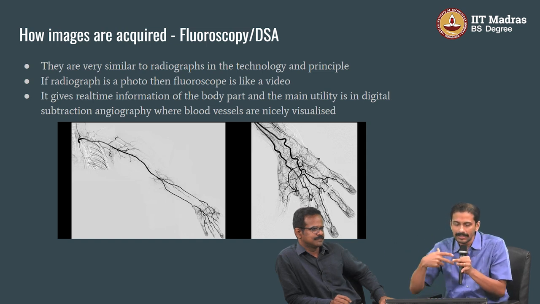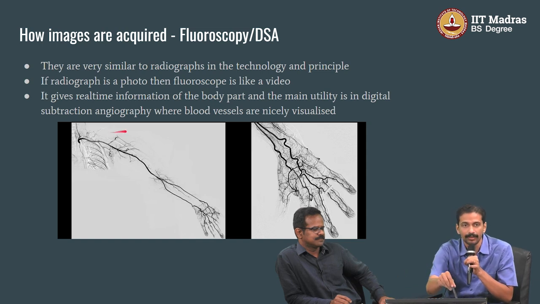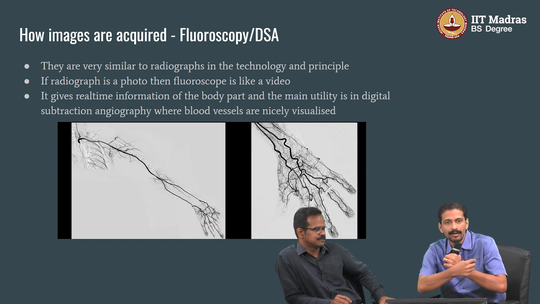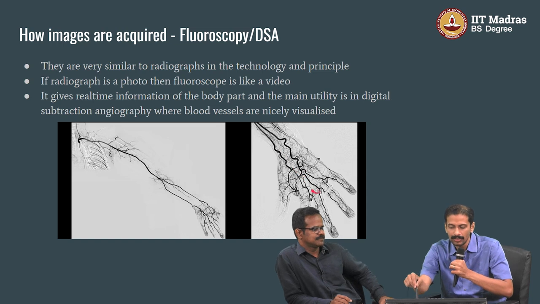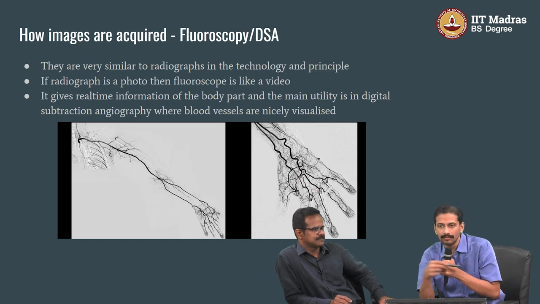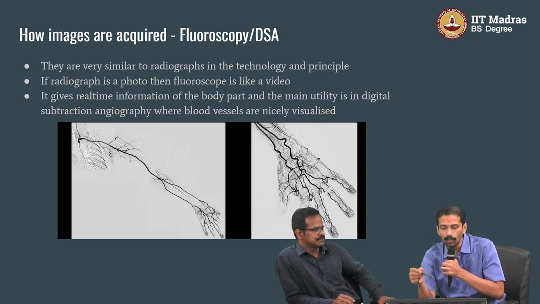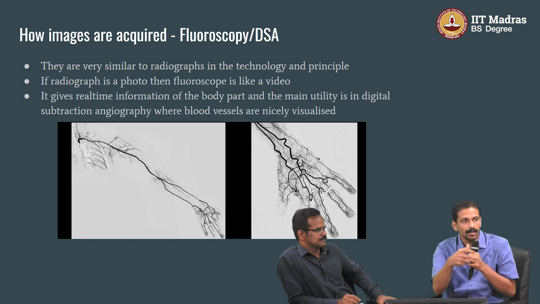For example, if you are injecting some contrast into an artery, that's exactly what is going on in this particular photograph. This is the arm, the left side arm, and these are the fingers. Again, this is a zoomed-up image of the same. These are the fingers. And this tortuous branching pattern is all vessels within the body in this area. How do you visualize these vessels? You inject something called contrast into the blood vessels.